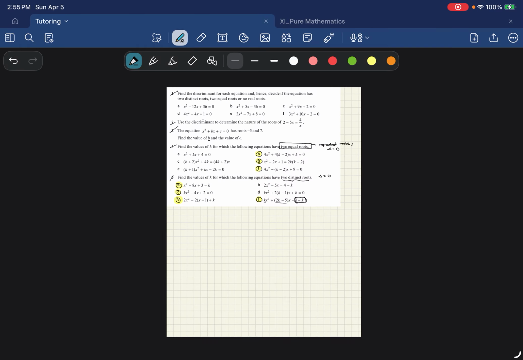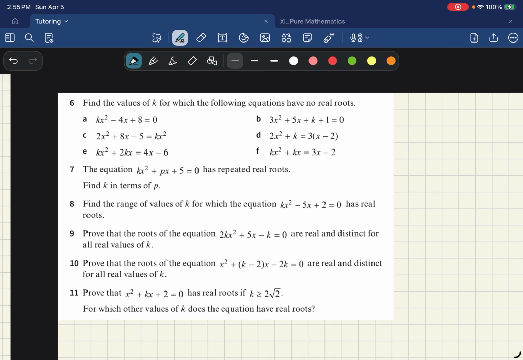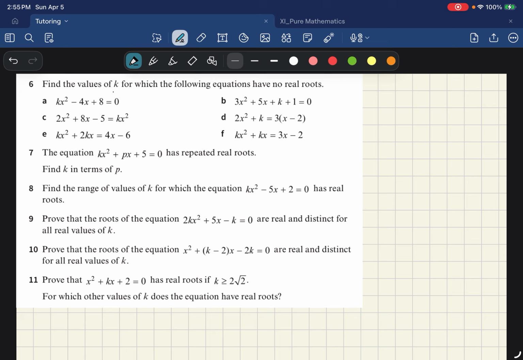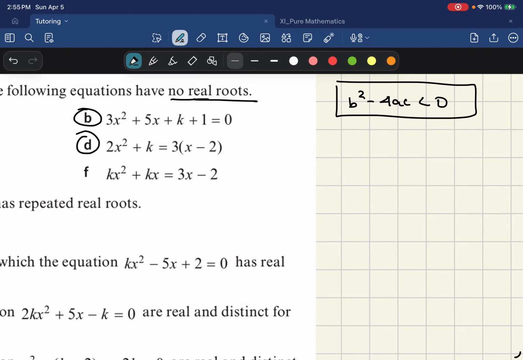All right. Moving on. So find the values of K for which the following equations have no real roots. And that means b squared minus 4ac is less than 0. So that is what we're trying to solve here. The discriminant is less than 0 if you have no real roots. So let me just pick D, B, and E. And I think A, C, and F, you can very well do it on your own.